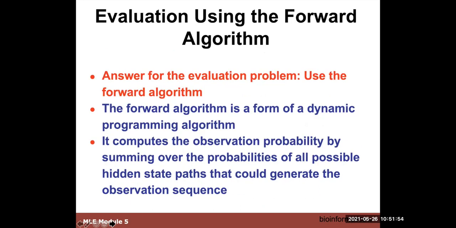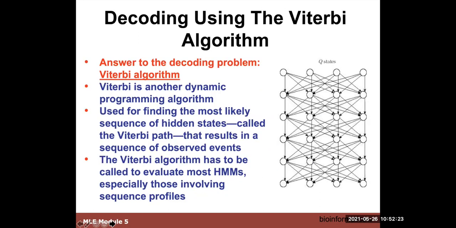Now, to do evaluation, typically we use a technique called the forward algorithm. It's a path tracing algorithm, a form of dynamic programming. In the example I gave you, it wasn't a very challenging dynamic programming one. It was just, you know, follow the obvious path. So there's something that we'll call the forward algorithm. You'll see that a little later.